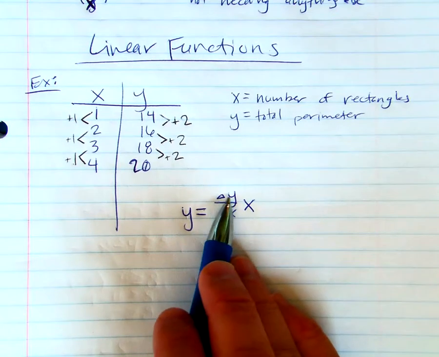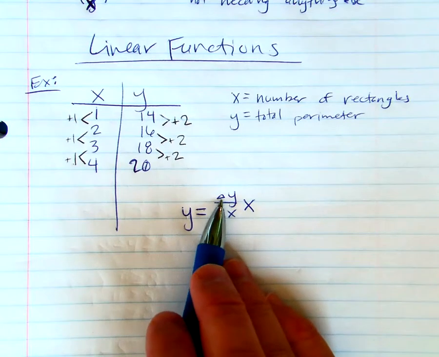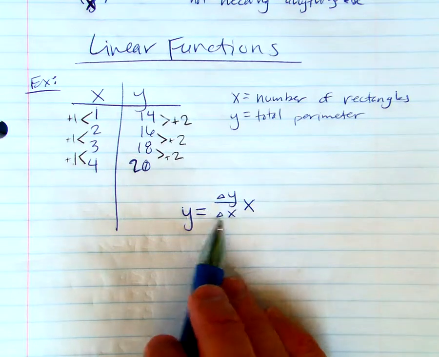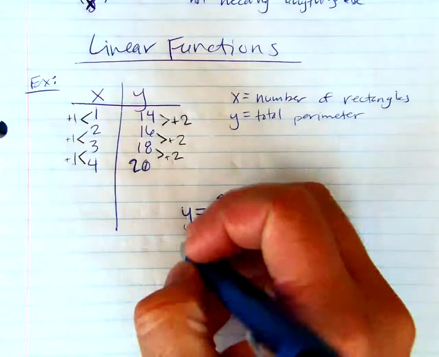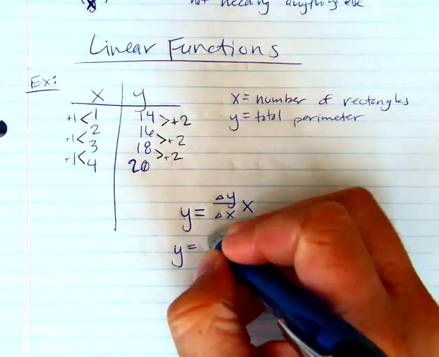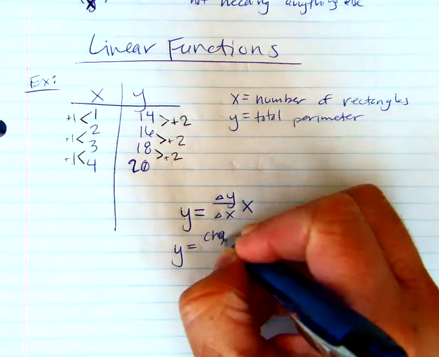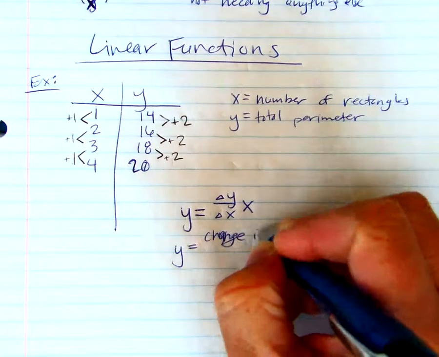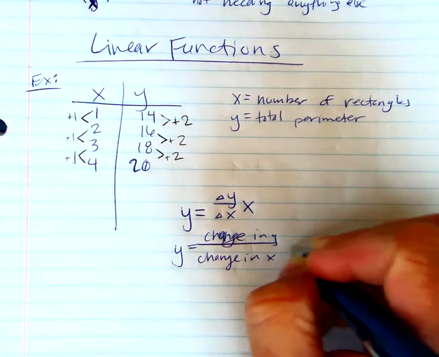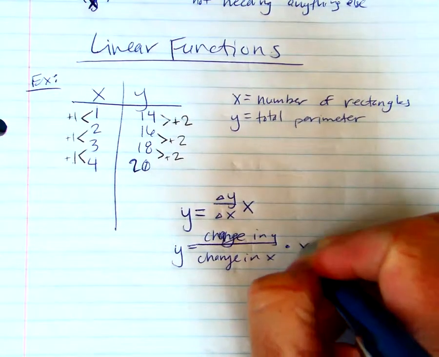The little triangle in front of y is a Greek letter delta. Delta y represents the change in y over the change in x. Some of you might want to actually write that down in words if you don't remember what this symbol means. So this is the change in y over the change in x, and then we will multiply that by x.